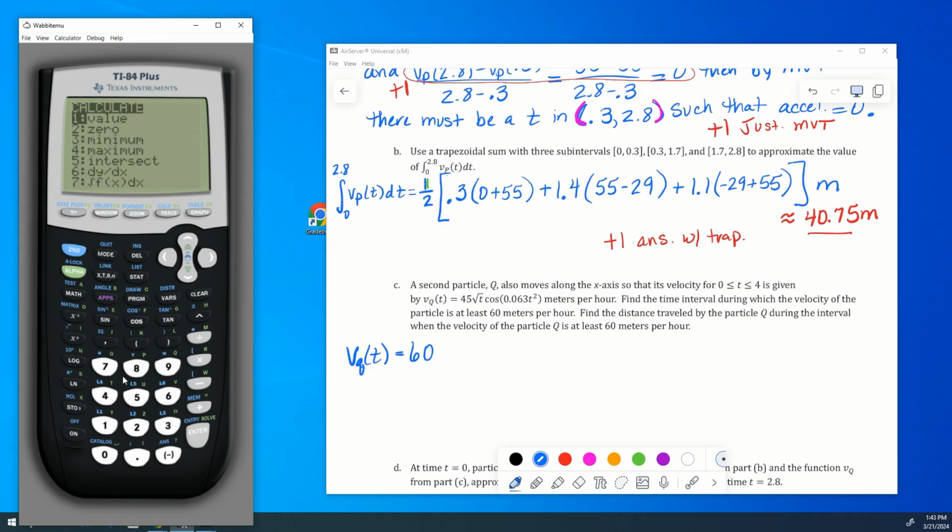Anytime you hit second calc intersect on your calculator, then you need to, of course, sorry, I'm talking and writing at the same time. I'm losing my train of thought. So anytime you're finding second calc intersect, you need to make sure you write down what equation is being solved. So that equals 60 at this time. And I'm going to do second calc intersect again.